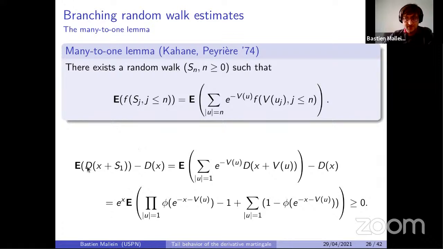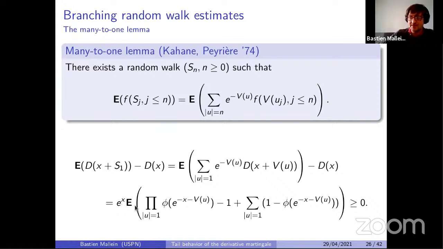And if I look at this quantity, when I remove d of x, I use just the many-to-one lemma. I get that this is equal to this sum, right? The sum of e to the minus v of u, d of x plus v of u minus d of x. And using the special formula that I gave for d, right? e to the x times 1 minus phi of e to the minus x. So I can rewrite this difference as follows.